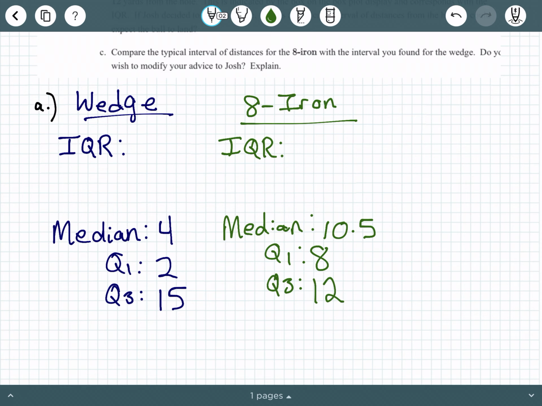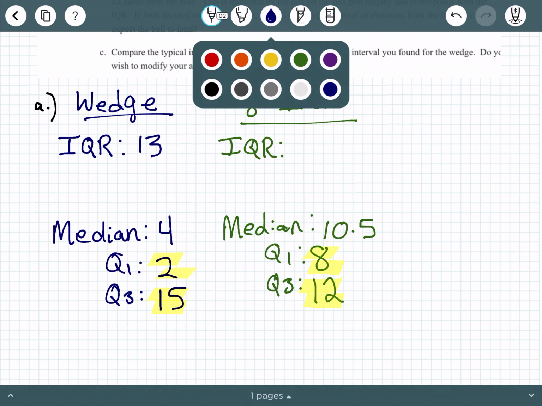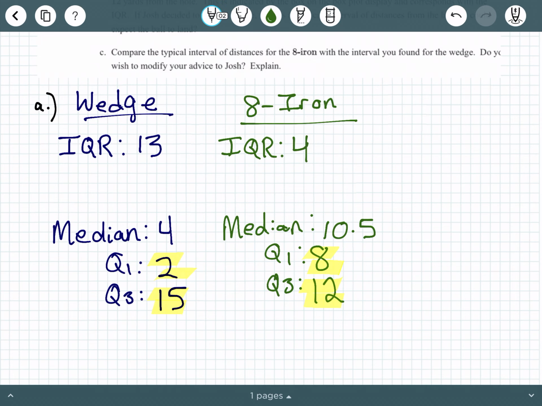All right, so to find the interquartile range, what we are going to do is take that third quartile and subtract the first quartile. So for the wedge, we are going to do 15 minus 2. And when we do 15 minus 2, we're going to get an interquartile range of 13. Now with the 8 iron, again, we're going to do the same thing. We're going to take the third quartile and subtract the first. So we're going to do 12 minus 8, which gives us an interquartile range of 4.